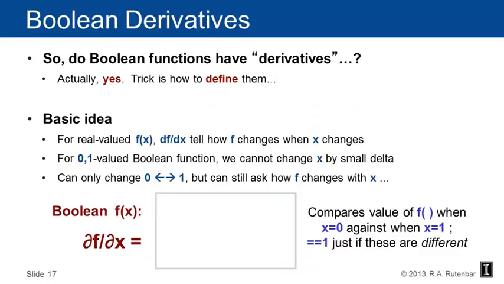So here's maybe an unusual question for you. Do Boolean functions have derivatives? And amazingly enough, yes, and they're useful, and they have a name. The trick is, how do you define them?